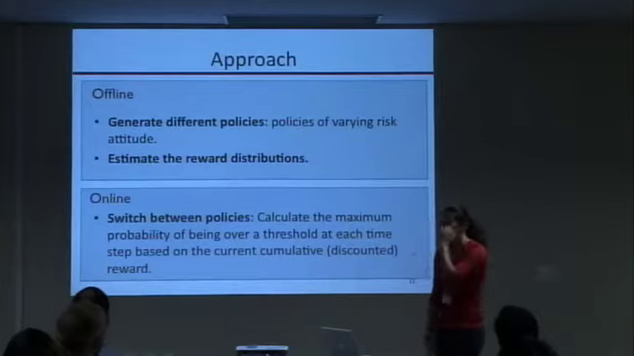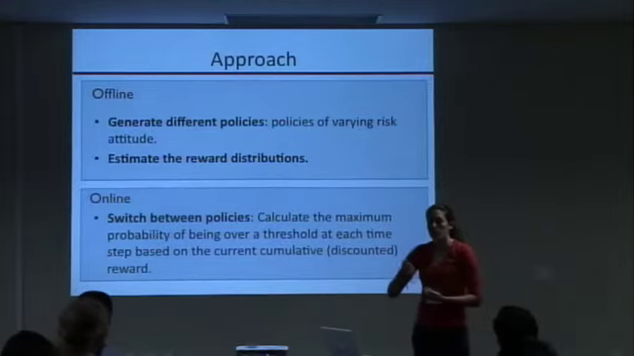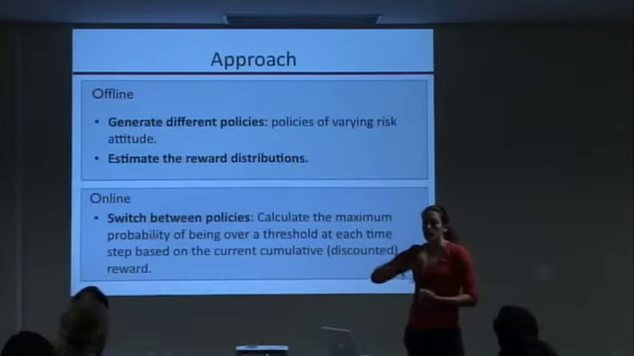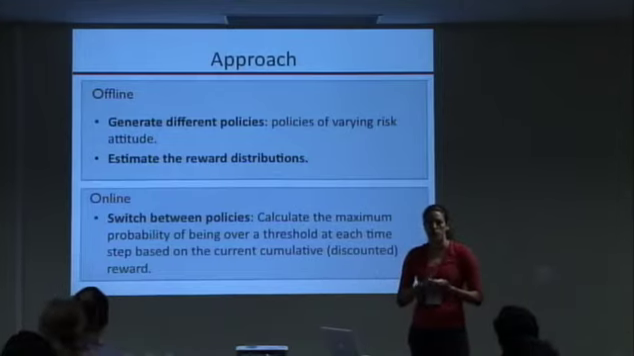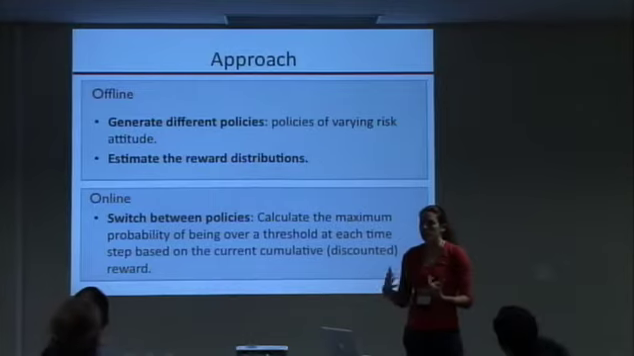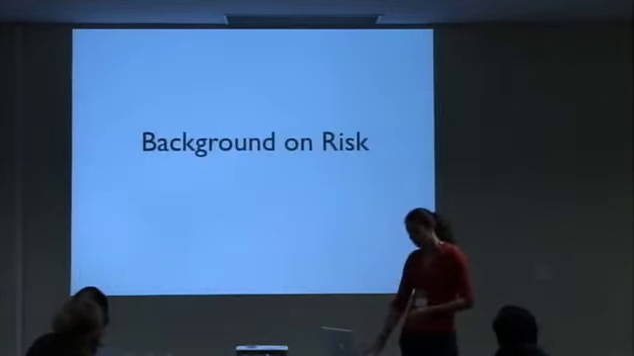So the approach that we use to do this has two parts, an offline part and an online part. Offline, we're generating these policies of varying risk. Then we're running those policies in the domain to get an estimation of the reward distributions that you get from these different policies. And we're using information from the reward distribution to decide this criteria of when to switch, to be exceeding this reward threshold, which is our goal.